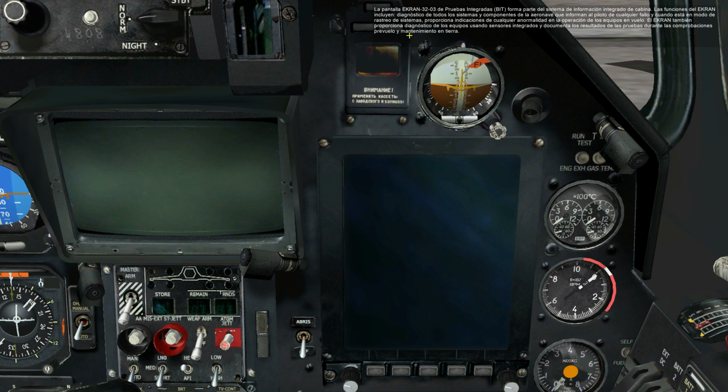The Ecran 32-03 built-in test display is part of the Integrated Cockpit Information System. Ecran functions include diagnostics of all aircraft systems and components that inform the pilot of any failures, and when system tracing mode provides indications of any in-flight equipment operation abnormalities. The Ecran also provides equipment diagnostics using built-in sensors and documents test results during pre-flight checks and ground maintenance.